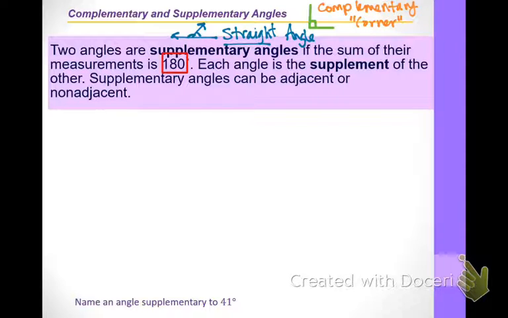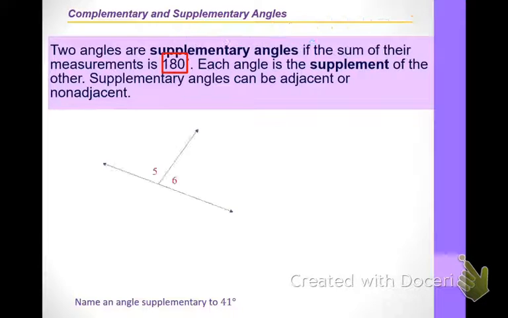That's the reason I show you that. Because it'll say a word problem. It'll say these 2 angles are supplementary. Look at the bottom. Name an angle supplementary to 41 degrees. Well, if you don't know what supplementary is, you won't know. Okay, you're going to mess up. Because S means straight and C means corner. Yep, there you go.